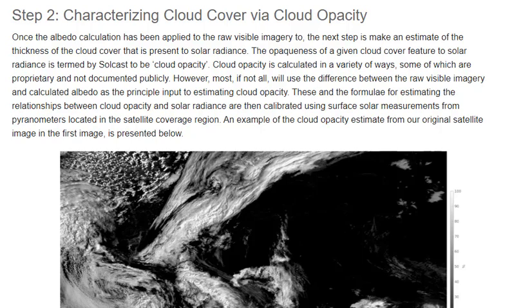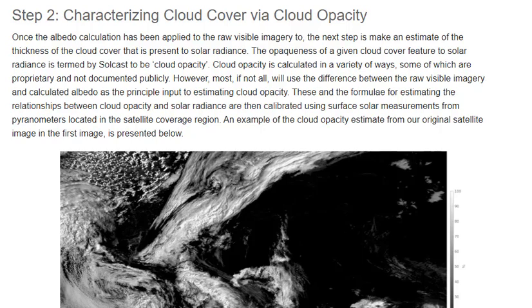Step 2. Characterizing cloud cover via cloud opacity. Once the albedo calculation has been applied to the raw visible imagery, the next step is to make an estimate of the thickness of the cloud cover that is present to solar radiance. The opaqueness of a given cloud cover feature to solar radiance is termed by Solcast to be cloud opacity. Cloud opacity is calculated in a variety of ways, some of which are proprietary and not documented publicly.